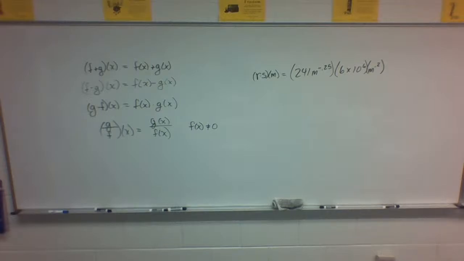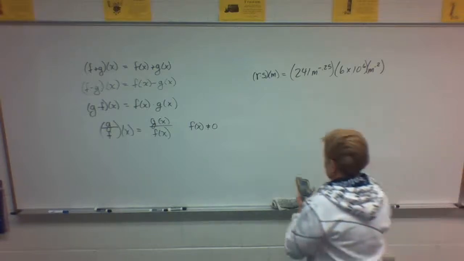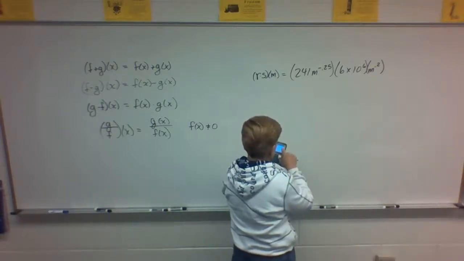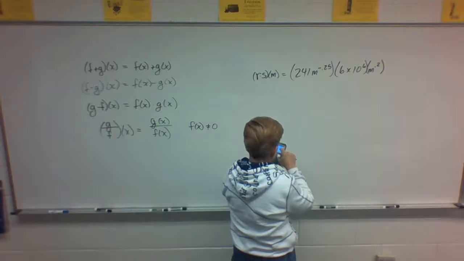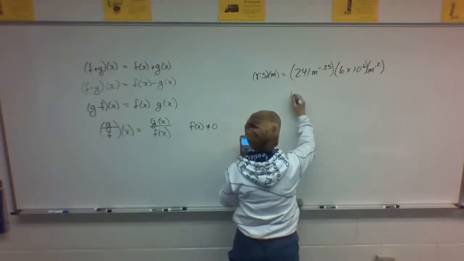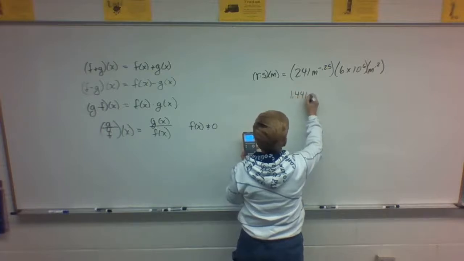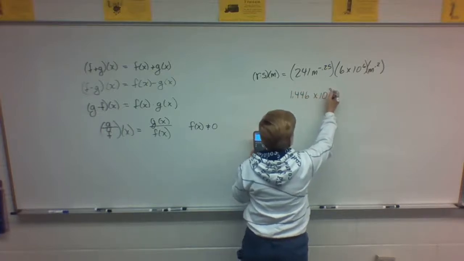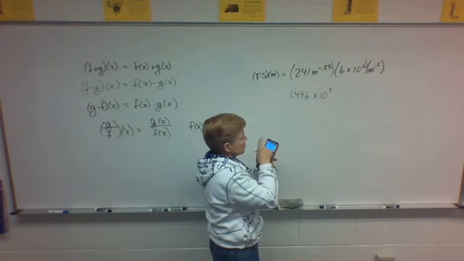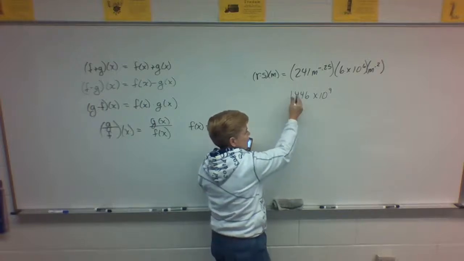I'm not going to. I'm going to write my answer in scientific notation because I know how to do that. You should too. So this monster number, which has 1, 2, 3, 4, 5, 6 zeros and 3 other significant digits, is 1.446 times 10 to the 9th, because that's how many places I'd have to move the decimal place to get it to here.